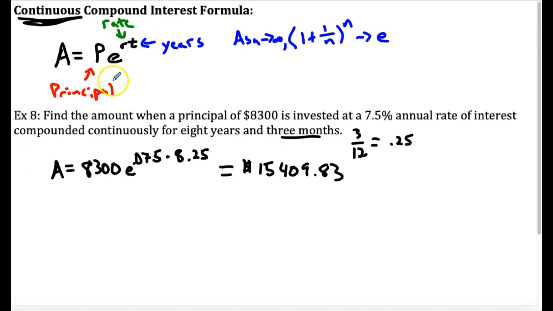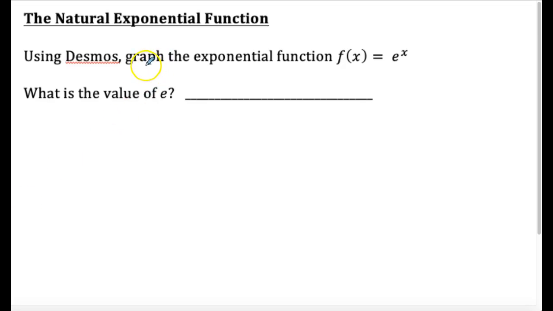All right, so compounding continuously, essentially saying we're going to take this formula and make n go to infinity. We come up with this number E, right? So the last thing that we want to do then is to figure out what E is, okay?